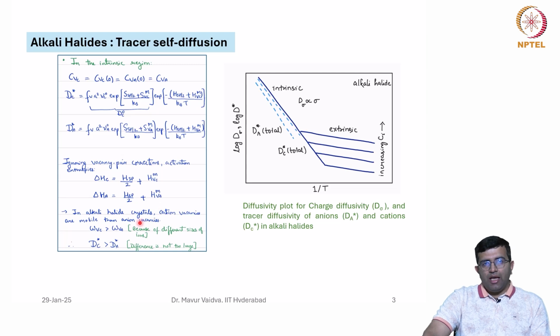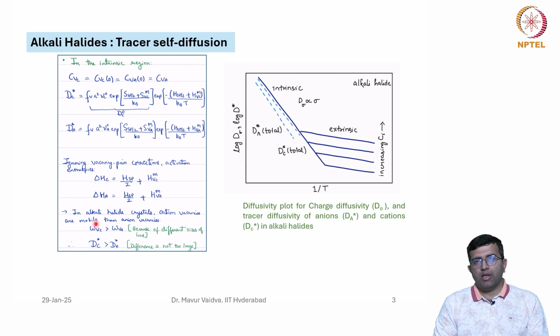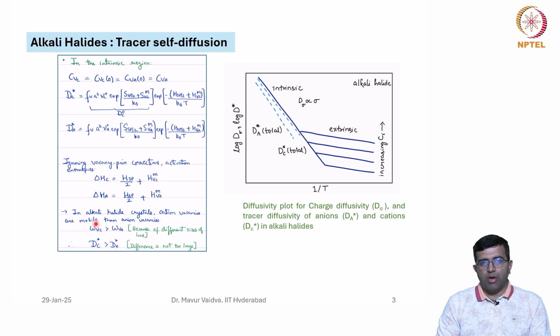Now, in the alkali halide crystals, usually cation vacancies are more mobile than the anion vacancy. You have omega Vc greater than omega Va. This primarily comes because of the different sizes of anions. Na plus is much smaller than the Cl minus, and therefore, the diffusivity of the cations is higher than the anions, although the difference is not so large.